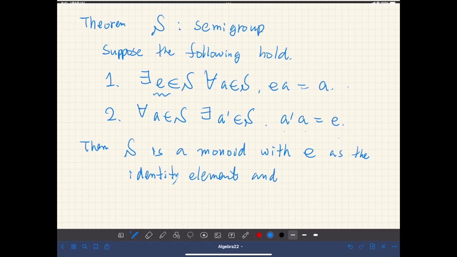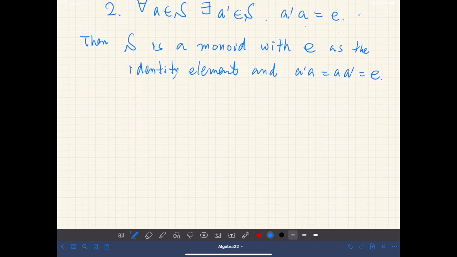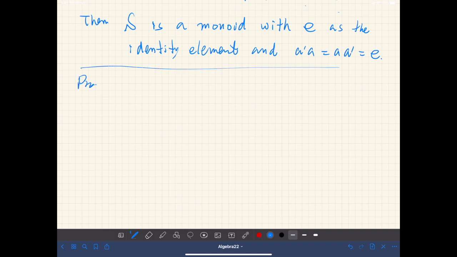And A prime A is equal to A A prime is equal to E. Okay, so if these two conditions are met, this E is actually the identity element, and this A prime is also the right inverse, not only just a left inverse. Okay, let's prove this theorem. First, we prove that this E is indeed the identity element. So, in order to prove that E is the identity element, we need to prove that EA is equal to AE for all A.